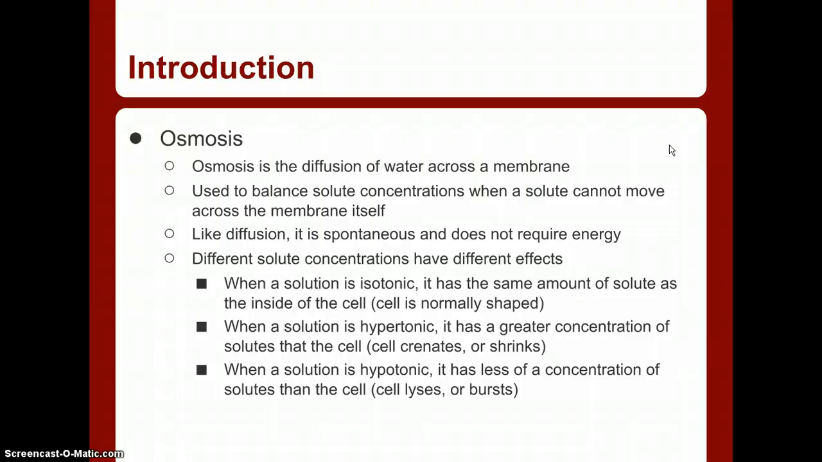When a solution is isotonic, it has the same amount of solute as the inside of the cell. And when you see this, the cell is shaped like it should be. There's no problems. When a solution is hypertonic, it has a greater concentration of solutes than the cell, so the cell crenates, or shrinks, or shrivels. And when a solution is hypotonic, it has less of a concentration of solutes than the cell, and the cell bursts or lyses.